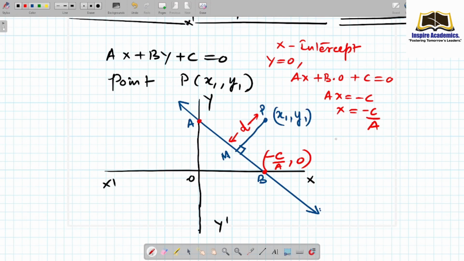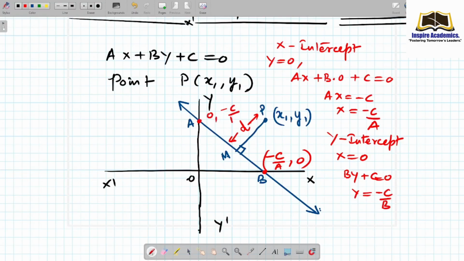So for the y intercept, how would you calculate? You will simply put x as 0. So if x is 0, which means by plus c is 0, so y would be negative c upon b. So here it will be 0, negative c upon b. Is this point understood by all?